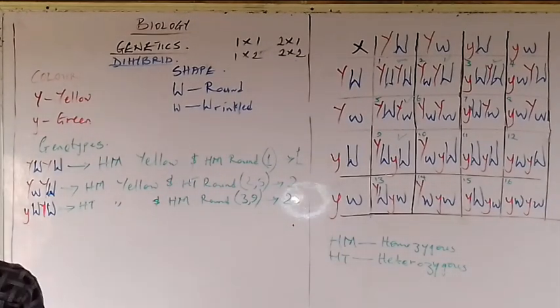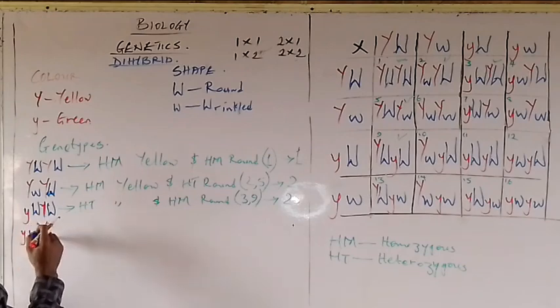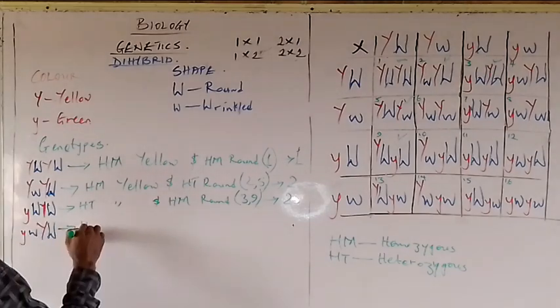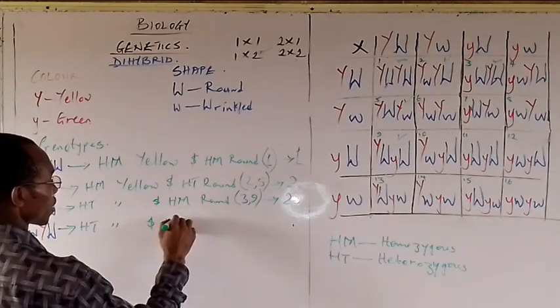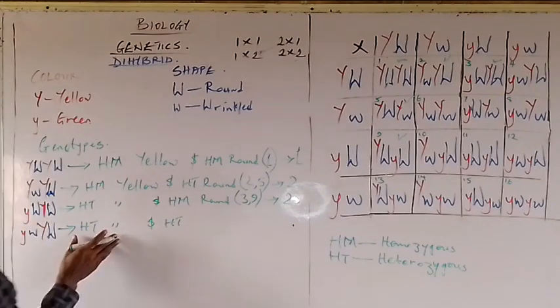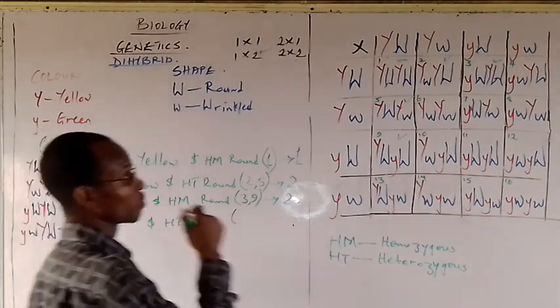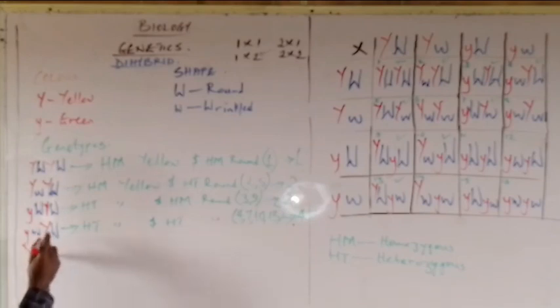Number 4 is small y, small w. Small y, small w. And then capital Y, capital W. That is the next possibility that we have. So interpreting it now, we are going to be having heterozygous yellow and heterozygous round. This time around, where do we have them? We have it in number 6, which is capital Y small y, capital Y small y. That is what our number 6 is.